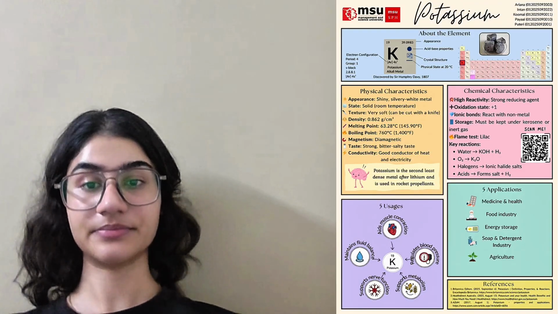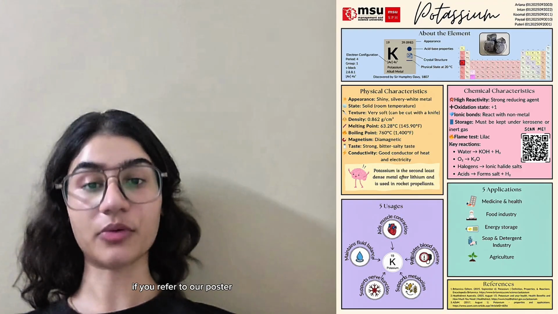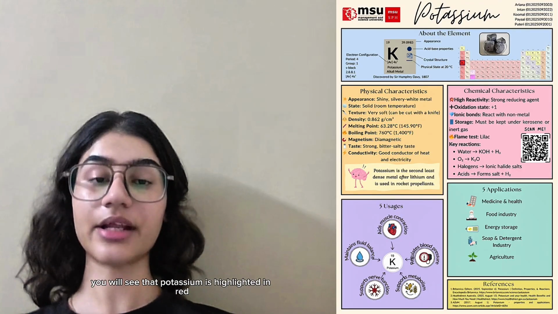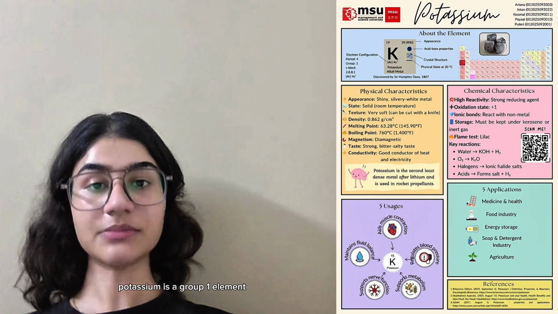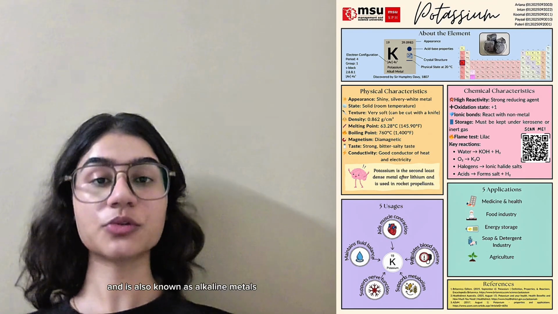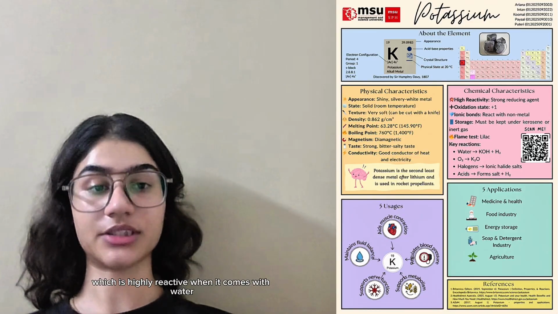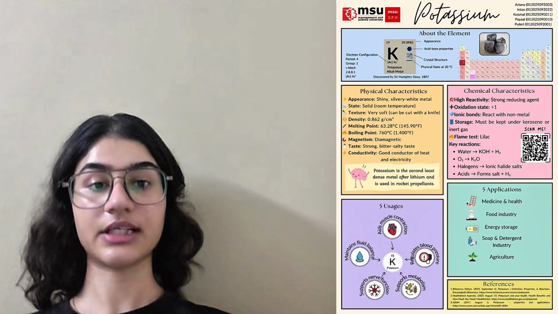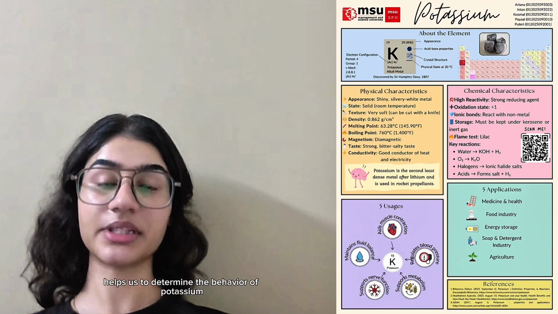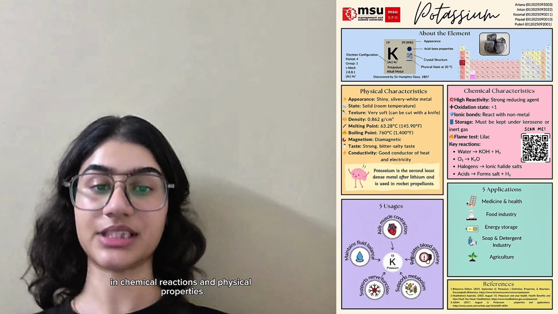Now onto the position in the periodic table. If you refer to our poster, you will see that potassium is highlighted in red on the periodic table diagram. Potassium is a group 1 element, also known as an alkali metal, which is highly reactive with water. Being in period 4 means that it has 4 electron shells. These characteristics help us to determine the behavior of potassium in chemical reactions and its physical properties.